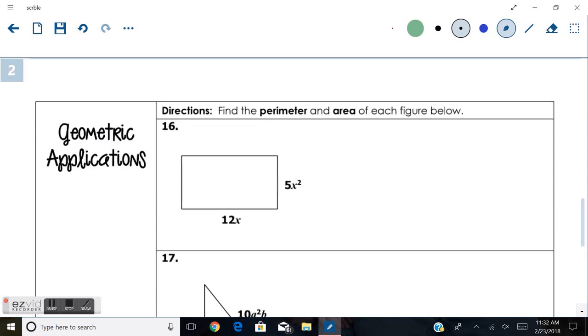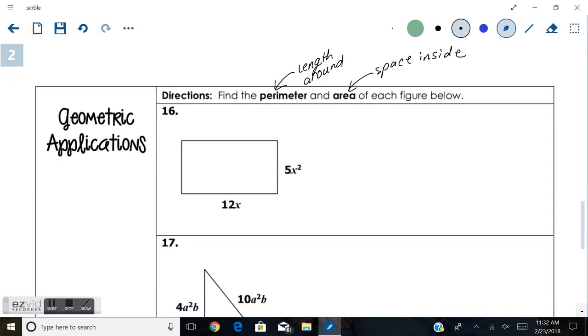All right, geometric applications. Perimeter and area. Just to clarify, remember that perimeter is the length around. The area is the space inside. For a rectangle, perimeter is twice the length plus twice the width, right? If I walk around it, I have that length and this length, so there's two of those. And then I have this width and that width. There's two of them.